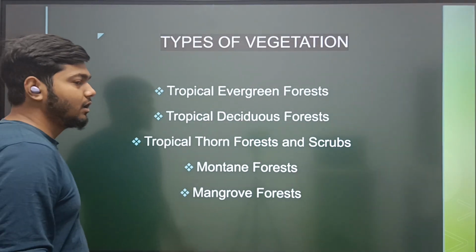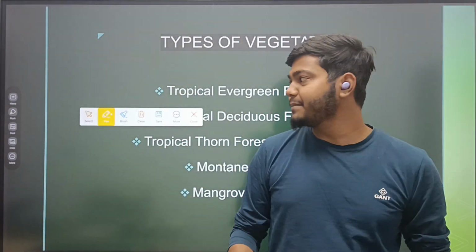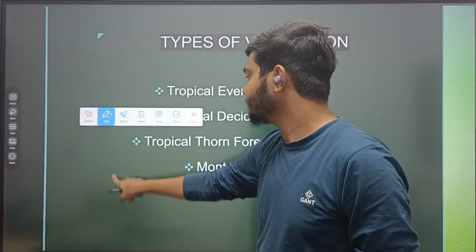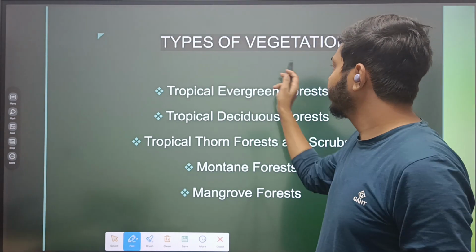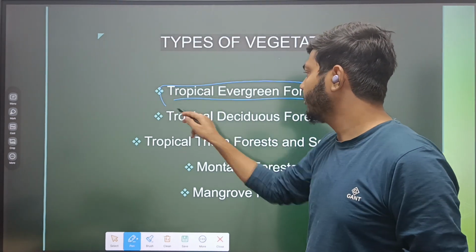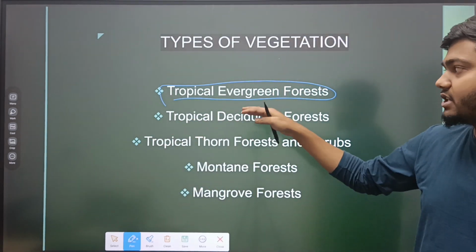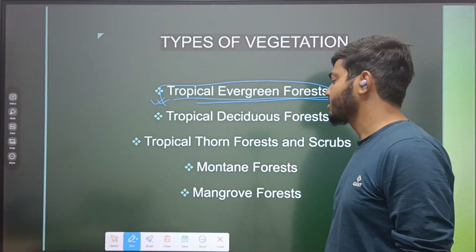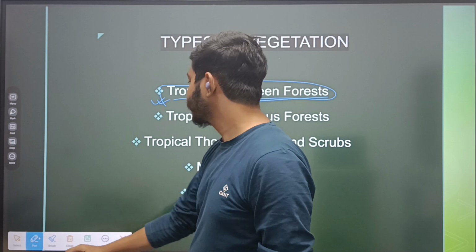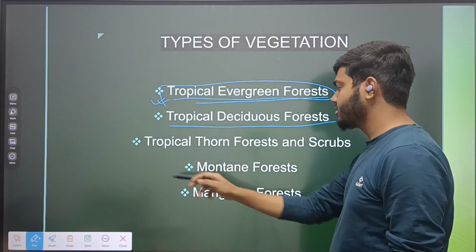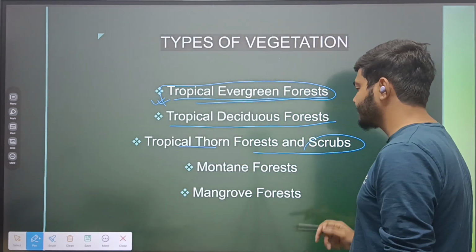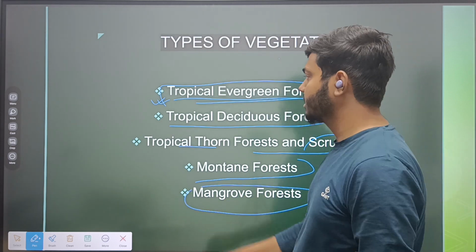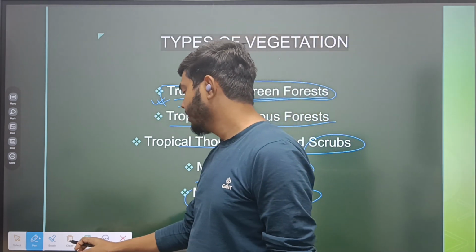Now we are going to see the types of vegetation. What are the types of vegetation? Number one is tropical evergreen forest, which is our today's topic, which we will discuss now. What are the other types of vegetation? Tropical deciduous forest, tropical thorn forest and scrubs, montane forest and mangrove forest. So let's move to the topic, tropical evergreen forest.